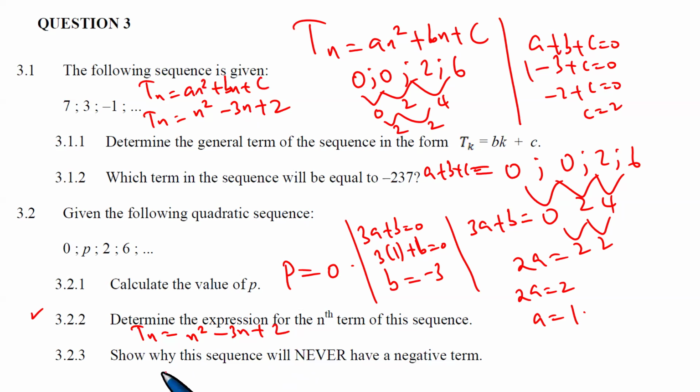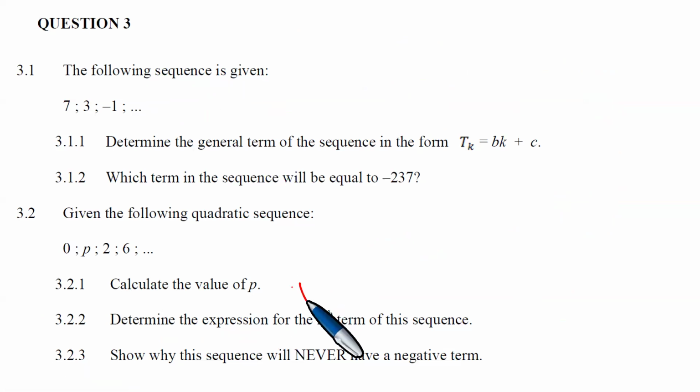Show why this sequence will never have a negative term. What do we do now? Here we've already got that Tn is equal to n squared minus 3n plus 2. Show why this sequence will never have a negative term. How do you show that this sequence will never have a negative term?